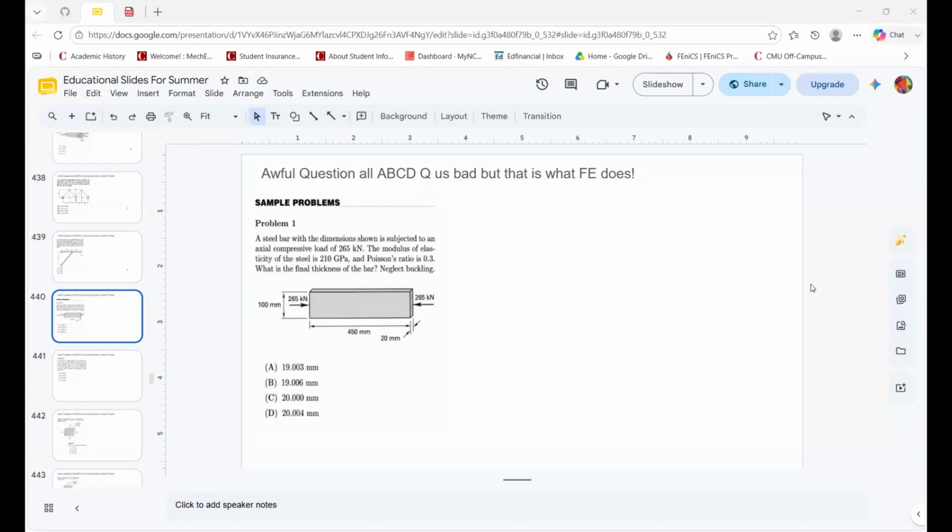So here's a steel bar with the dimensions shown, subject to an axial compression load of 265. The modulus of elasticity is about 210, and the Poisson ratio is 0.3. What's the final thickness of the bar? So P over A is an equation, and I believe E equals this is an equation. Let's just hope I did it correctly.